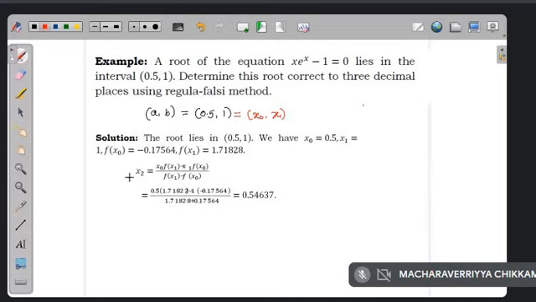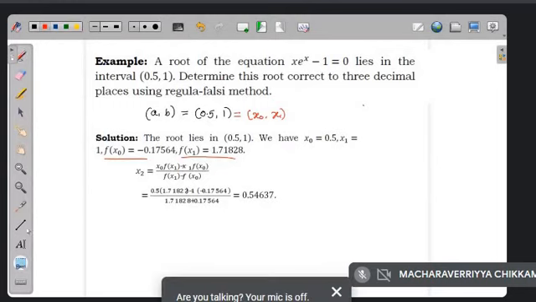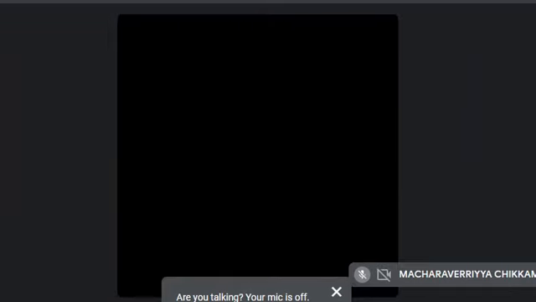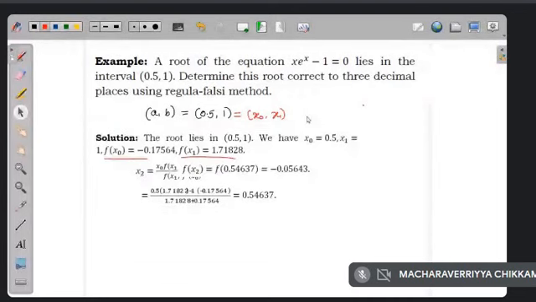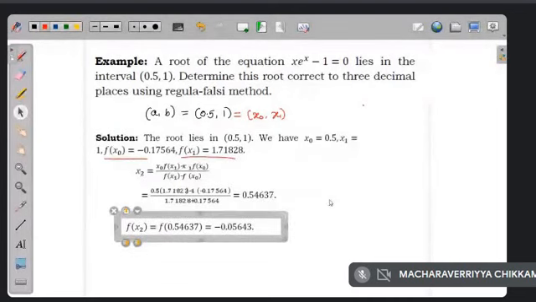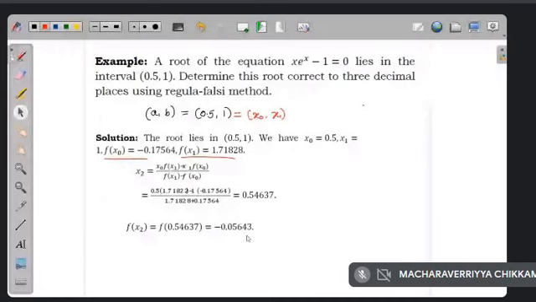Okay, so here you see x not and x1 they rotate and they computed what is f of x1 and f of x2 and finally computed what is x2. So that is 0.54637. Okay, now we need to see what is the function value here. So if you see the function value, the function value is negative. F of x is negative.